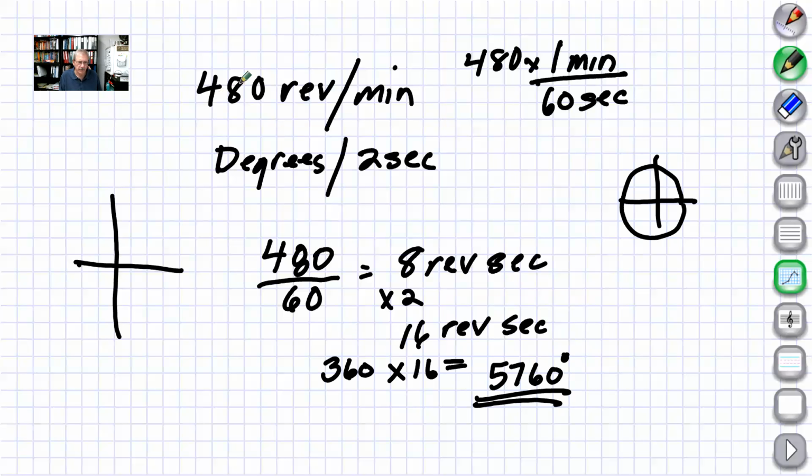So it's traveling at 480 revolutions per minute. It actually has turned 5,760 degrees in 2 seconds. In 1 second would be half of that. So it's turning about, well, we could just multiply in 1 second. It was 8 times 360.